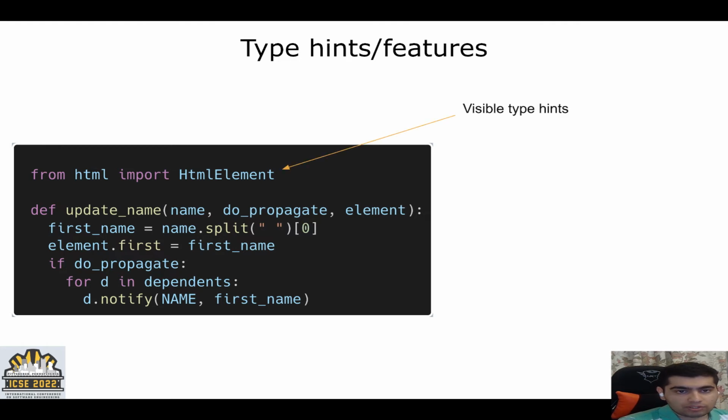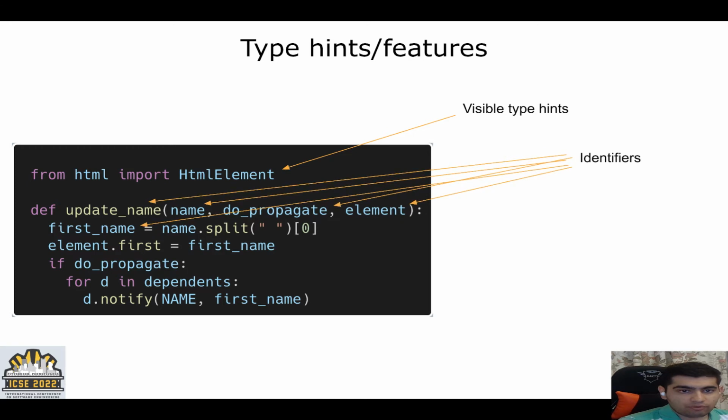We have provided one code snippet here to better explain type hints or features. Visible type hints are extracted by analyzing import statements from a Python module plus dependencies. And identifiers are the names of functions, parameters, and variables as shown in this code snippet. We also consider code context, which is the usage of parameters and variables in a function body.